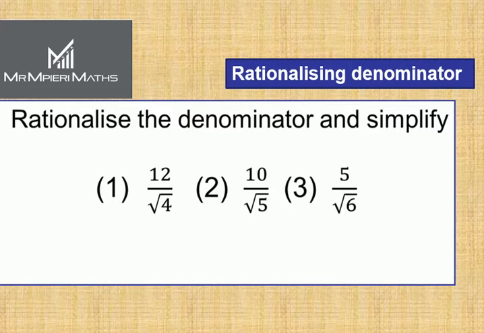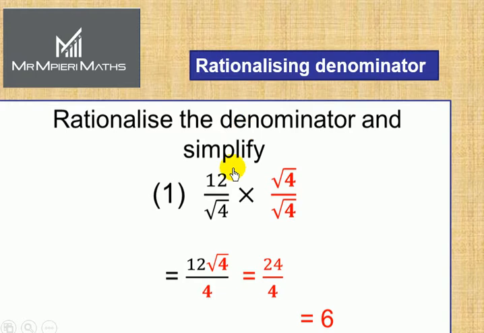Okay, right. Let's have a look at the answers. The first one here, 12 divided by root 4. So you multiply this fraction by root 4 over root 4. Root 4 times root 4 gives you 4. 12 times root 4, we know that root 4 is 2. So 12 times 2 gives you 24. So 24 divided by 4, you can cancel it down properly now. 24 divided by 4 gives you 6.